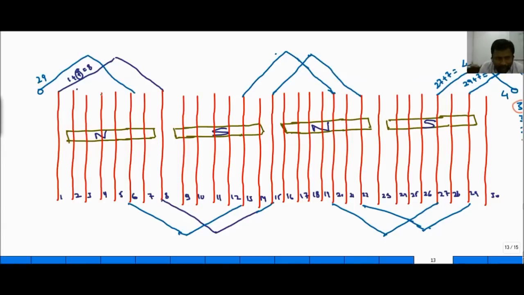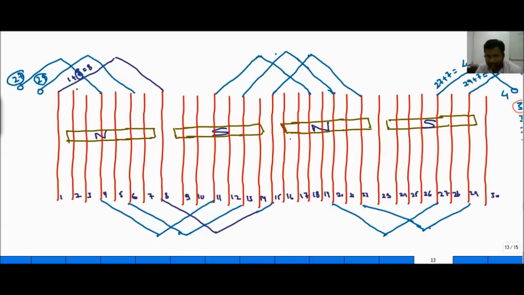Come back to position number 4, which is coming from 27. 4 plus 7 is 11. This is 11. 11 plus 7 is basically 18. This is 18, so it is connected. 18 plus 7 is 25, so make the connection like this. This is 18 and this is 7.